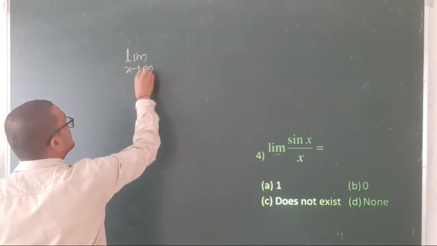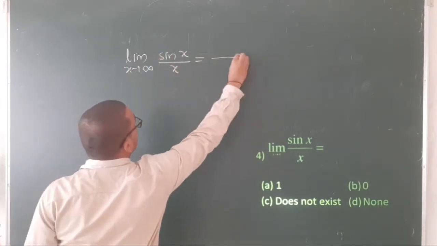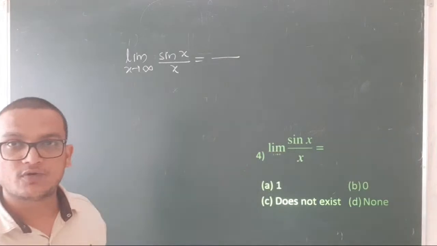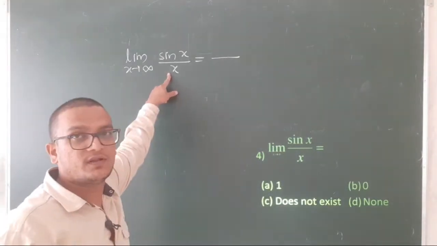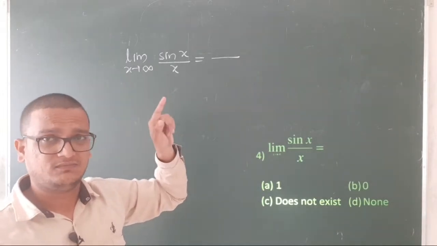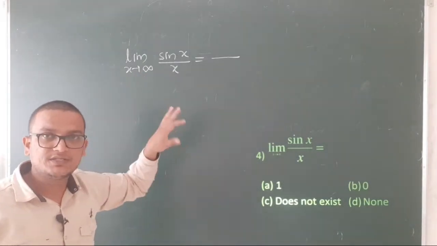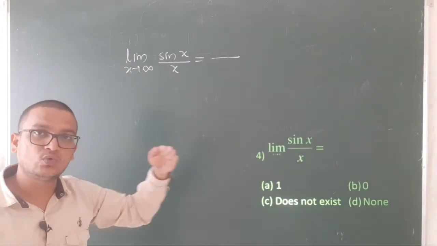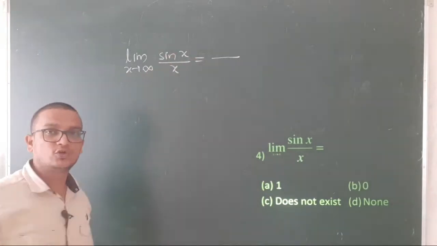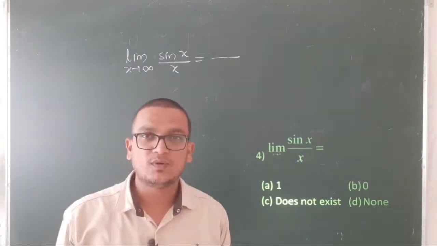Limit x tends to infinity, sin x upon x is equals to what? Options are 1, 0, does not exist, and none of the above. One result I have given is that limit of sin x upon x is equals to 1, but that is when x is tending towards 0. If it is tending towards 0, then sin x upon x value is going to be 1. But here the limit is x tends to infinity, so it's not going to be equals to 1.